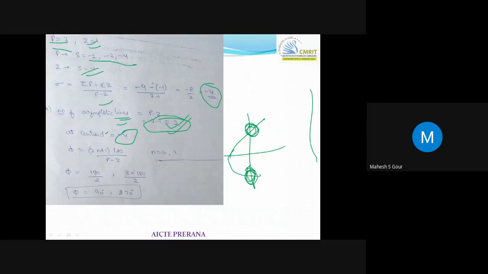When you solve the angle of asymptote, n is equal to 0 and 1. Only two values will be there. Why? Because it is p minus z minus 1. P minus z is 3 minus 1 minus 1, so it will be equal to 1. So the value varies from 0 to 1. When you solve, you will get 180 by 2 and 3 into 180 by 2. So the angles will be 90 degrees and 270 degrees. Understood till here? Any doubts here?